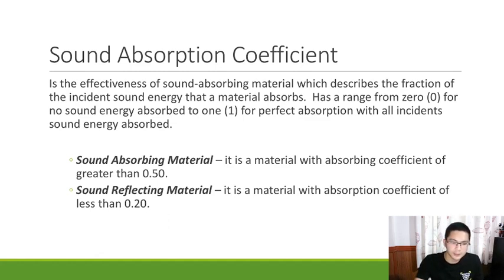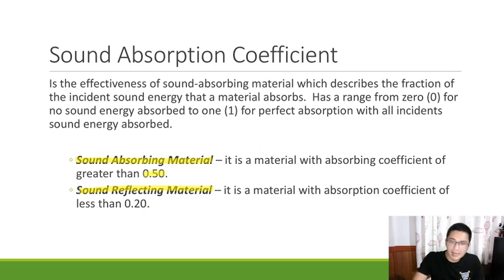So, eto, tingnan muna natin to. Meron daw dalawang klase ng material when it comes to sound absorption. We have sound absorbing and sound reflecting. So, pag daw sound absorbing ang isang material, it is a material with absorption coefficient of greater than 0.5. Ano ibig sabihin nito? Meaning, kapag tumama yung incident sound doon sa surface na yun, 50% or more than 50% nung sound na yun na-absorb.